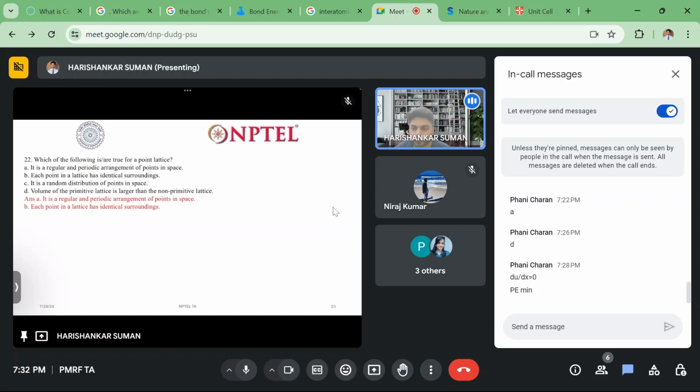So, the answer: it is a regular and periodic arrangement of points in space, and also each point in a lattice has an identical surrounding. This is the definition of a point lattice. Periodicity and identical neighborhoods. This is about the lattice points.